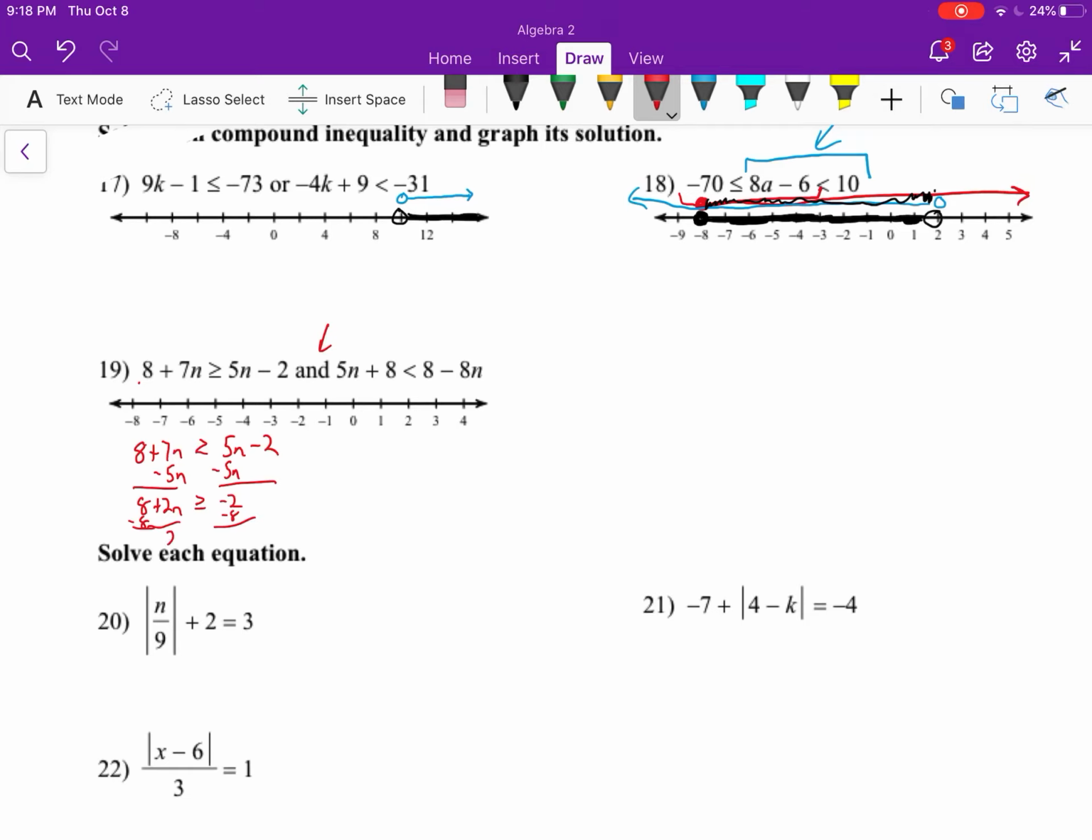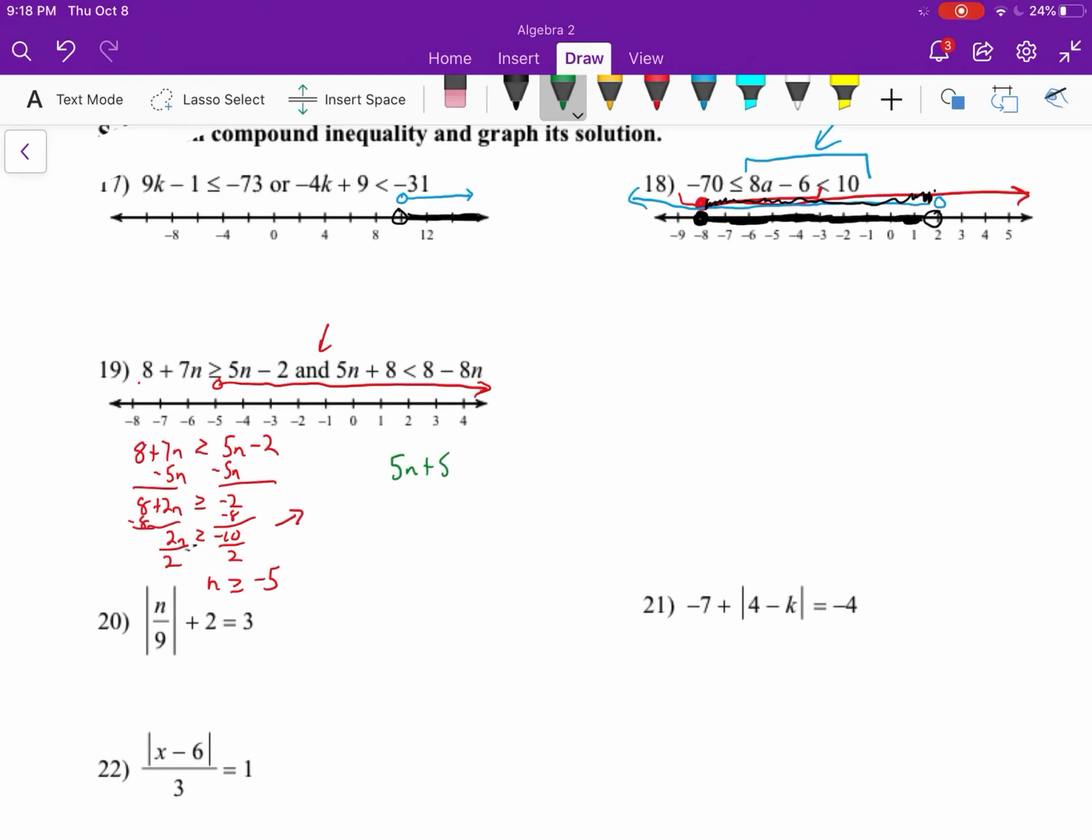I'm trying to really squeeze it in here. We got 2n is greater than or equal to -10. And then we would divide both sides by 2. I don't have room to write it, but dividing both sides by 2, we can do it. We'll just get rid of this for right now. So dividing both sides by 2, we get n is greater than or equal to -5. That's over here.